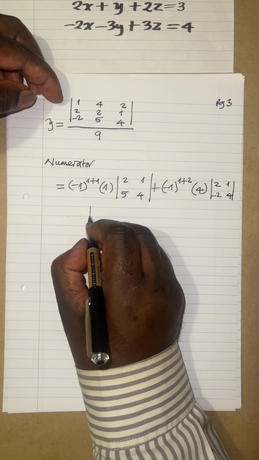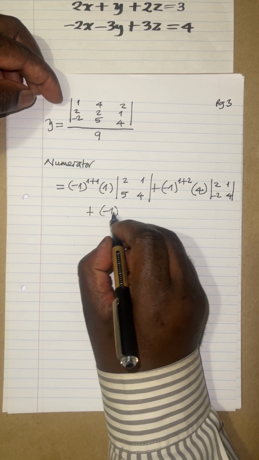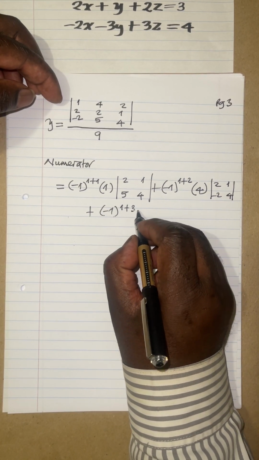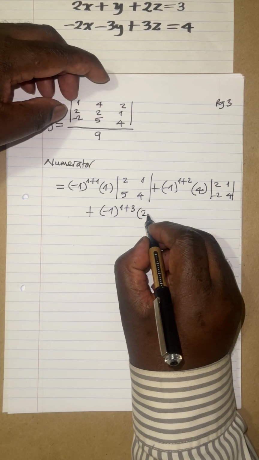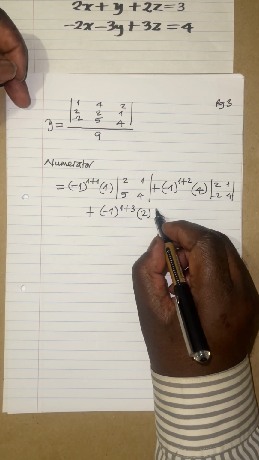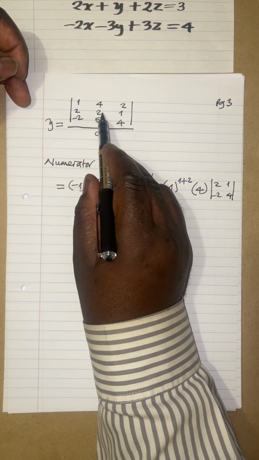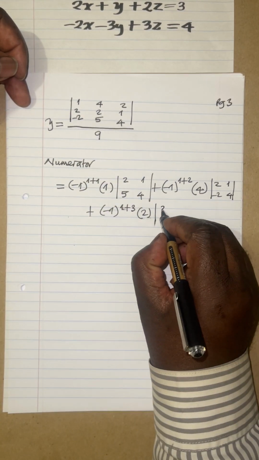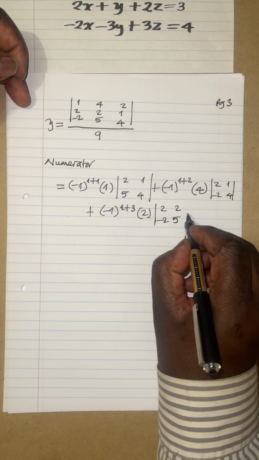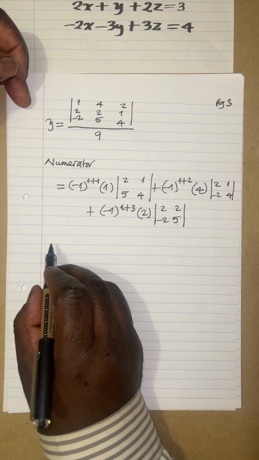And then finally, plus. We repeat the same process. We're still in row 1, but now we're in column number 3, and our number of focus is 2. That's our number of focus. There it is. Multiply by the determinant of, ignore those numbers, we're focusing on 2, 2, minus 2, 5. Right, now let's evaluate this.